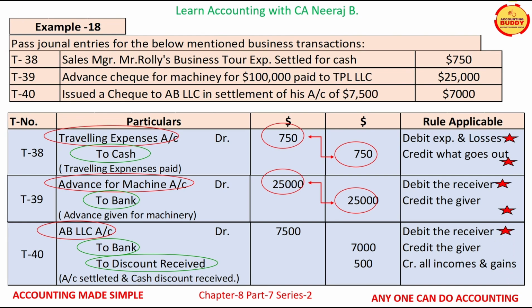Bank is again a personal account, and the rule for crediting a personal account is credit the giver. Discount received is a nominal account, and the rule for crediting a nominal account is credit all incomes and gains. Therefore, this transaction is recorded for $7,500 by debiting AB LLC account by $7,500, crediting bank account by $7,000, and crediting discount received account by $500.